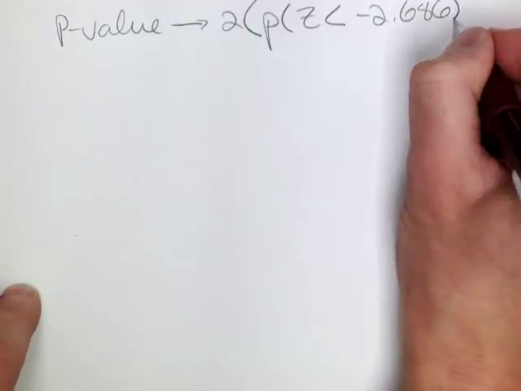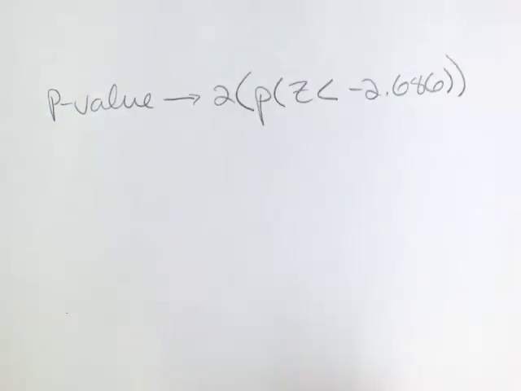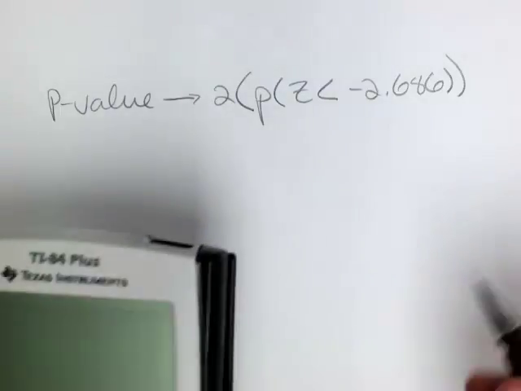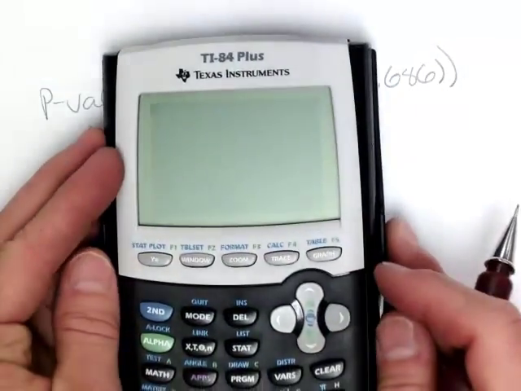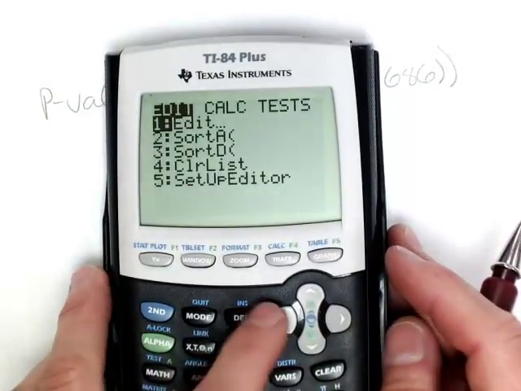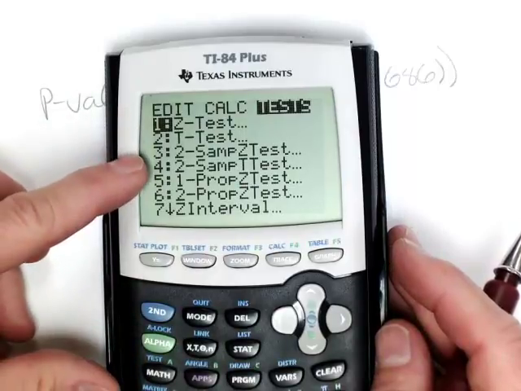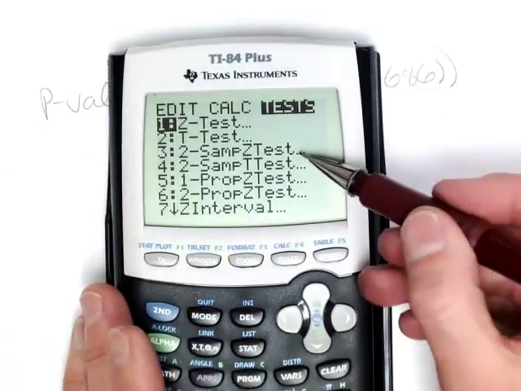Then you could use your normal CDF function here. But I'm going to get the p-value directly from the two-sample z-test. To get the pieces in the calculator, I want to press stat, right arrow over to test, and scroll down to two-sample z-test.